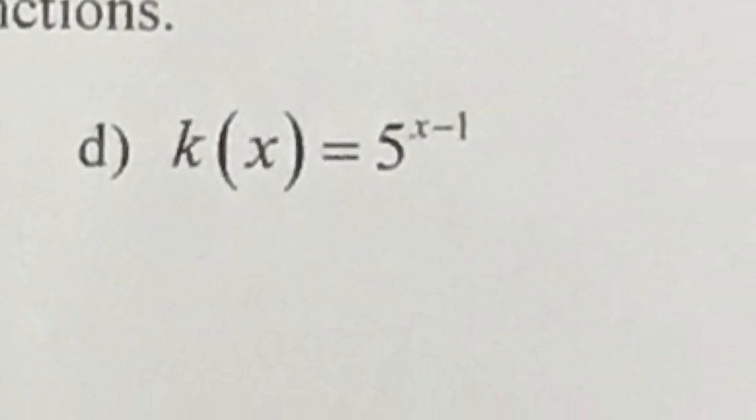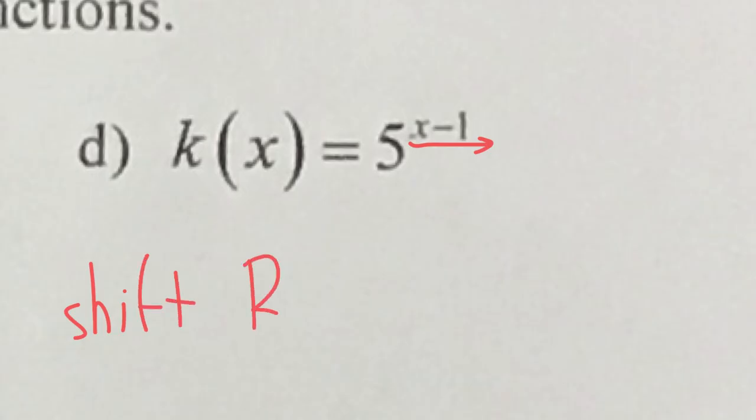And then lastly, we have 5 to the x minus 1. This is a shift to the right 1 unit.